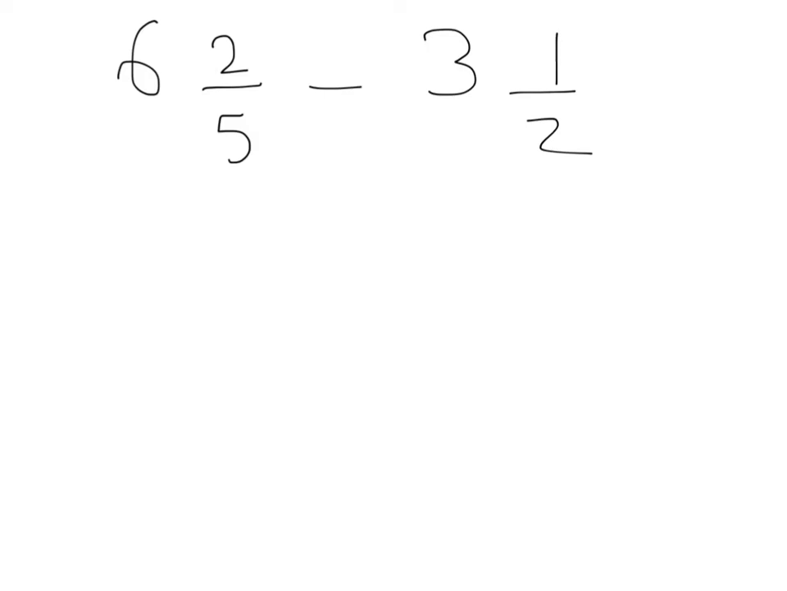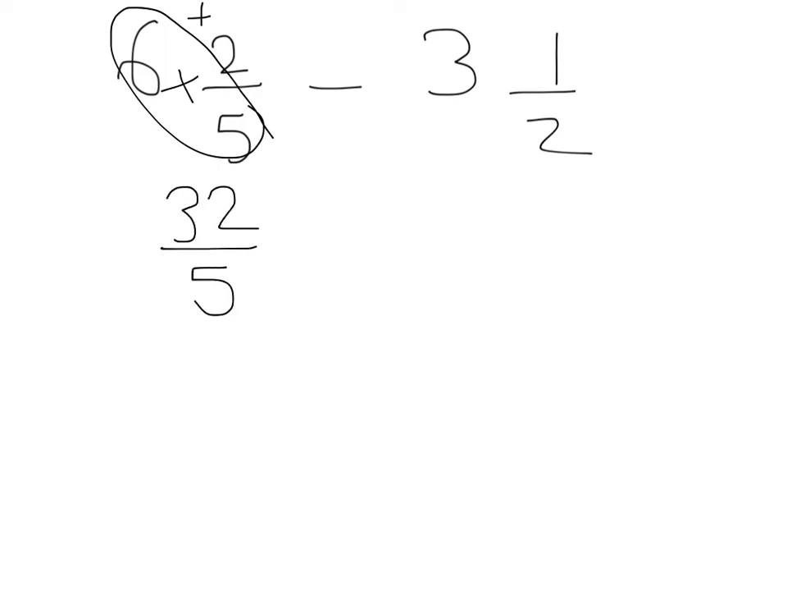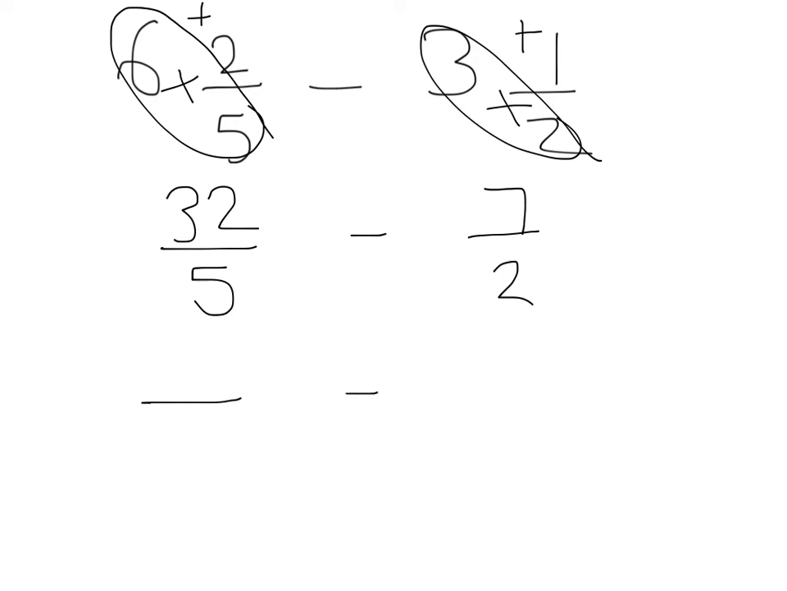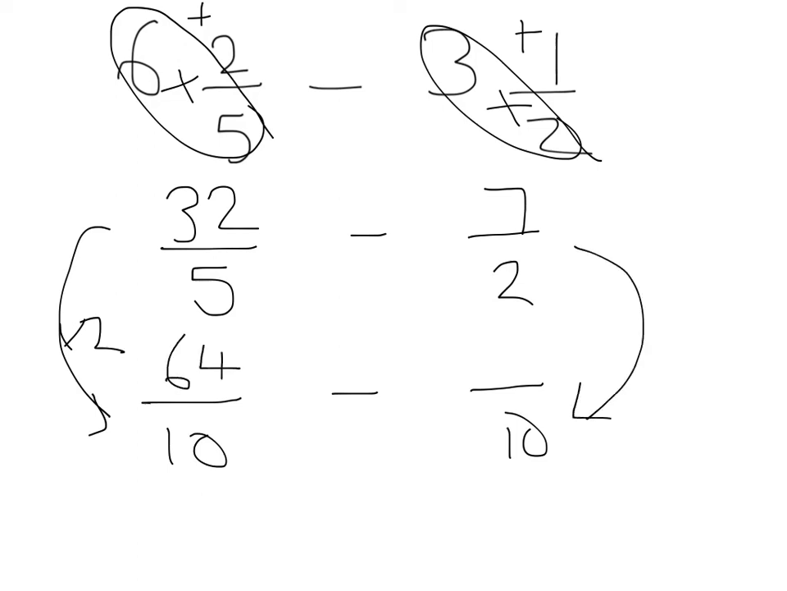So 6 and 2/5 take away 3 and 1/2. First thing we will do is change them into what? Top-heavy fractions. And we do that. 6 5s are 30, plus 2 is 32, and we put it over what it's already over, which is 5. Take away 3 2s are 6, plus 1 is 7 over 2. Now we need to find a common denominator. 10. Excellent. So how many times bigger will 32 over 5 become? 2 times bigger. And 2 32s are? 64. And how many times bigger will 7 over 2 become? 5. And 5 7s are? 35.